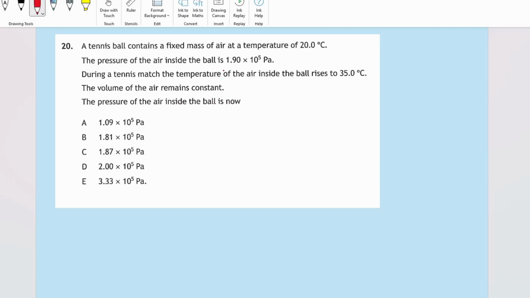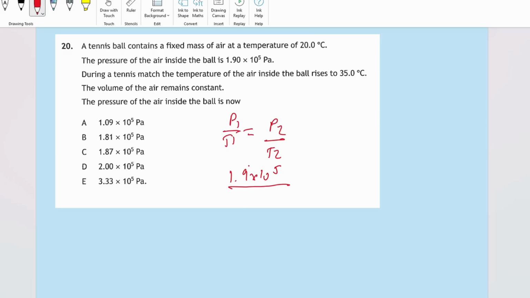So here, the things that are changing are the pressure and the temperature. So we use the formula P1 over T1 equals P2 over T2. And I'm going to assume that P2 is the one that I'm going to be working out. So P1 is 1.9 times 10 to the 5 pascals. T1 is 20 degrees Celsius.